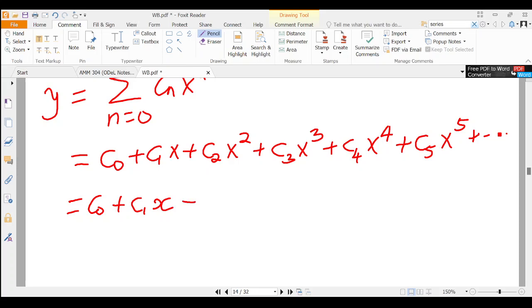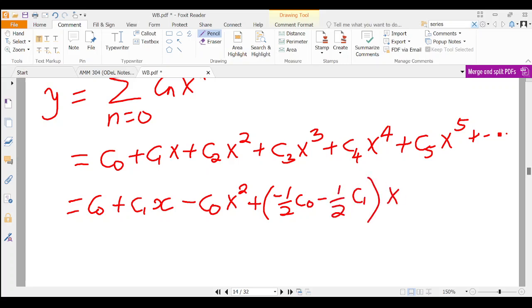Then for C2, we saw that C2 is equal to negative C0. So where we have C2 now, we are going to replace it with C0 minus C0 x squared. Then where we have C3, we obtained minus a half C0 minus a half C1. So this is times x raised to power 3.